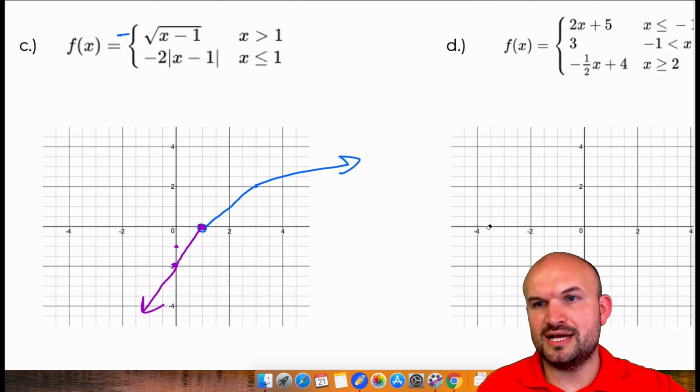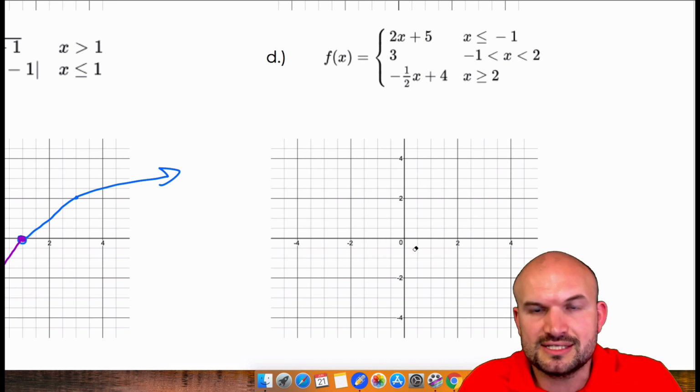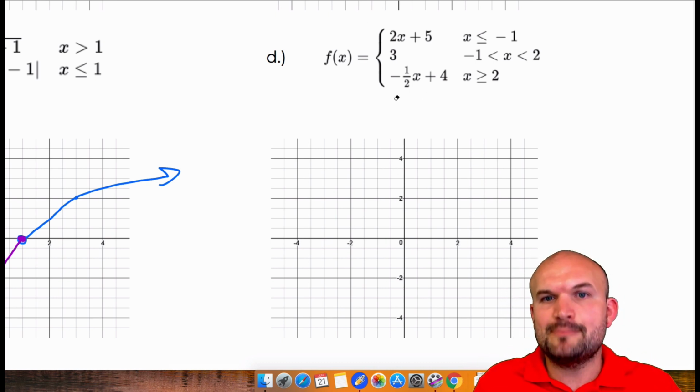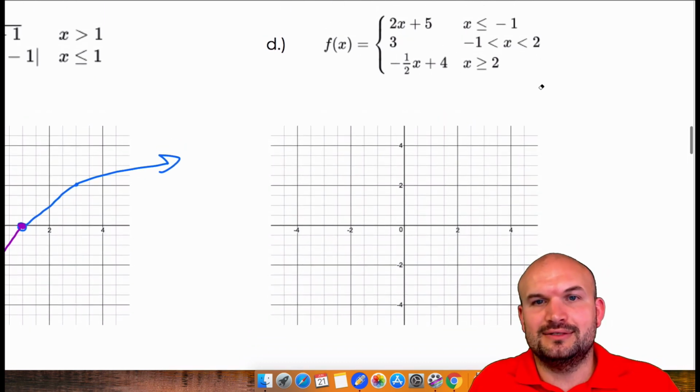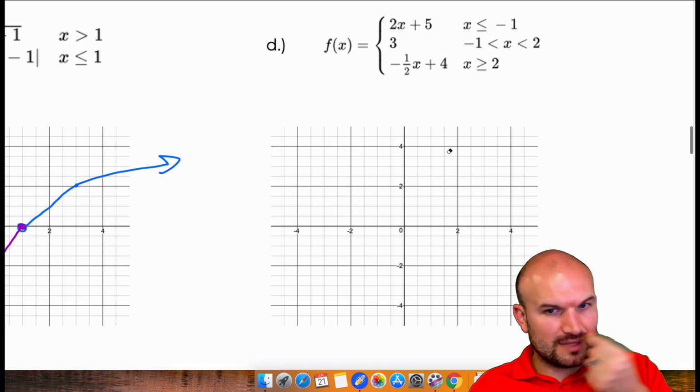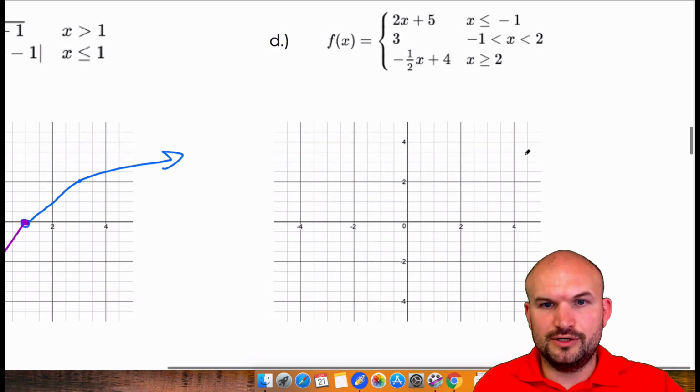All right, so now let's do the last one. The last one here has 3 functions, but that shouldn't deter us. All we're going to do is treat each one separately. So I just need to add a different color here, right? Let's do 2x plus 5. Well, that's just a line. Cool, we can do that.